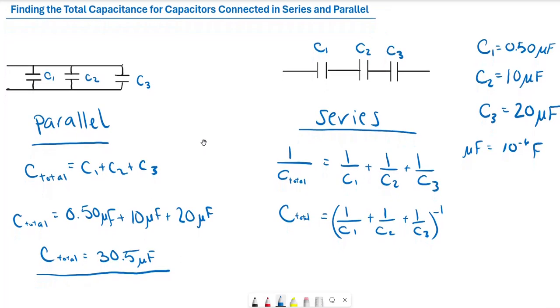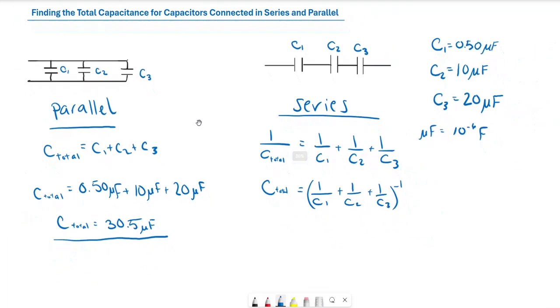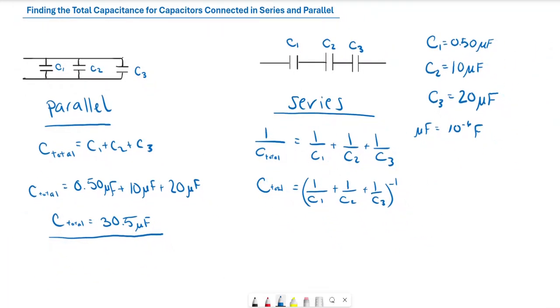Now we'll go ahead and do the example for the capacitors in series. So let's try to make some room. Okay, so we just want to plug in what we have. So 1 over 0.50 microfarads plus 1 over 10 microfarads plus 1 over 20 microfarads. And we take the inverse of all of that once we find it.